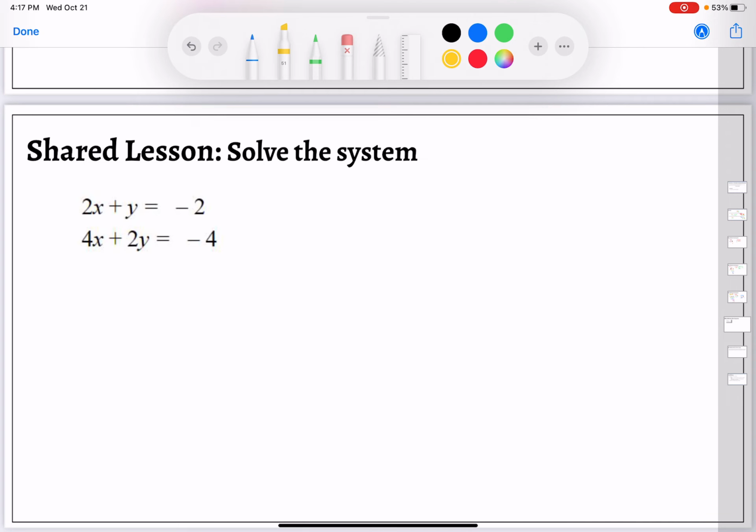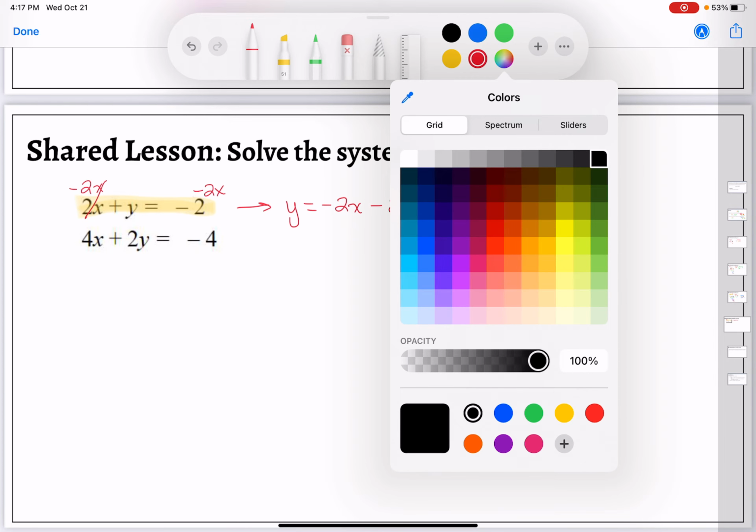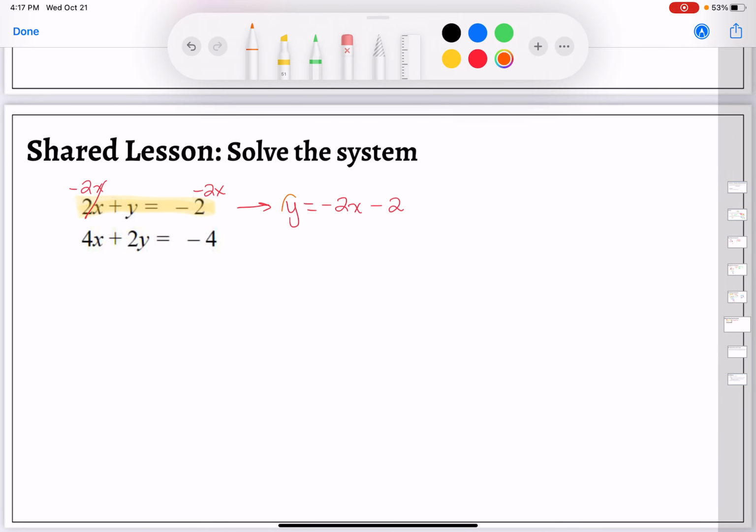All right, when I look at it, I see this top equation jumping out at me that all I need to do to get that y by itself is to subtract 2x on both sides. And so then that means I get y equals negative 2x minus 2. Or it could be y equals negative 2 minus 2x. I just have that slope-intercept form ingrained in my head. So now I have the y by itself. So y equals negative 2x minus 2.